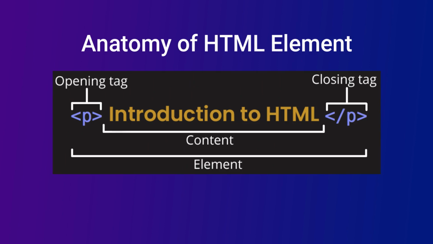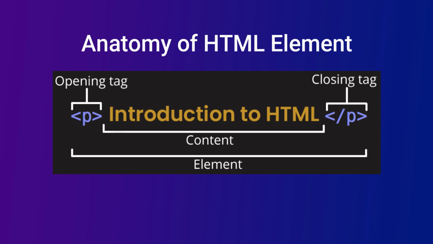So here's the anatomy of an HTML element. As you can see, we have the opening tag here. The opening tag starts with an open angle bracket, always angle brackets. Then there is the closing tag, and the content in between. The whole thing together is the element. The main parts of our elements are as follows.